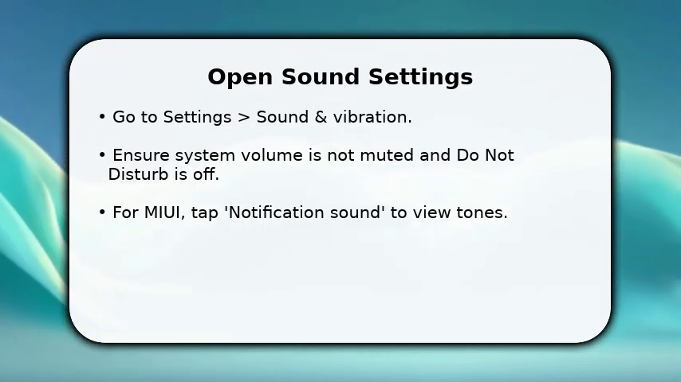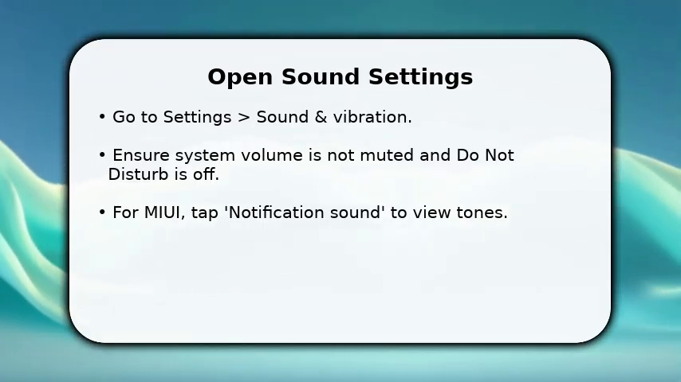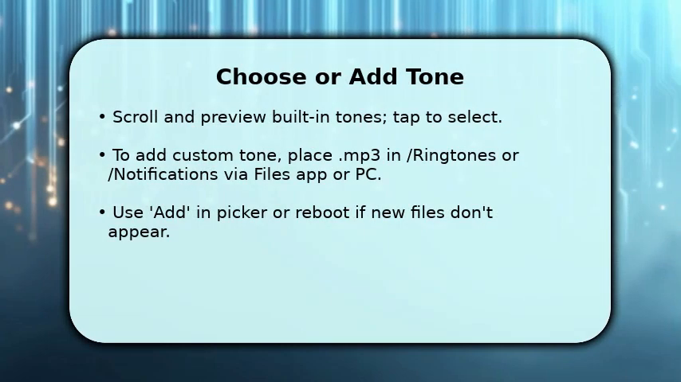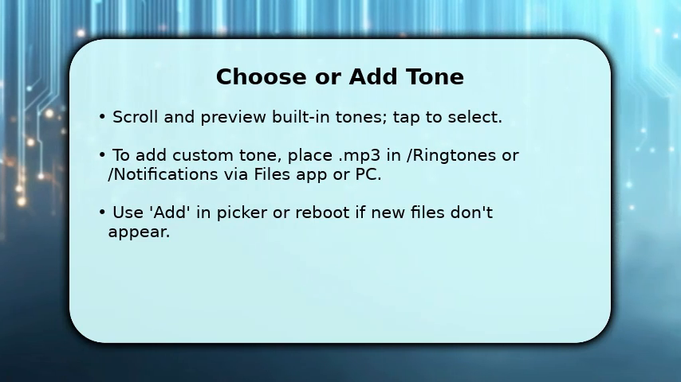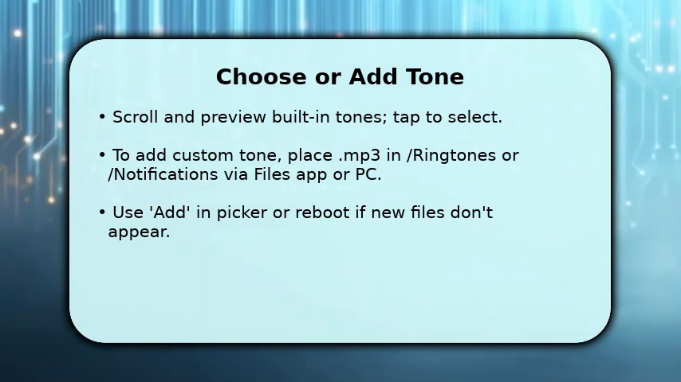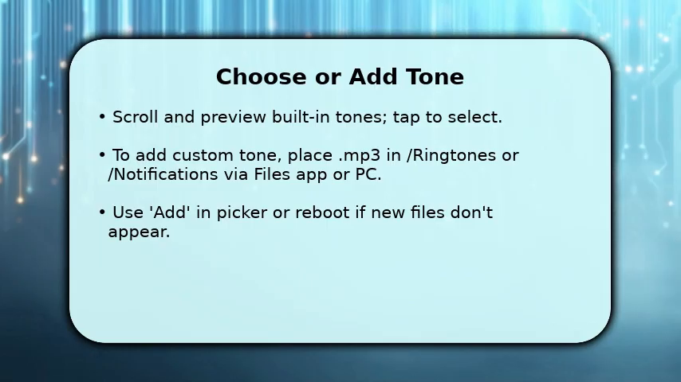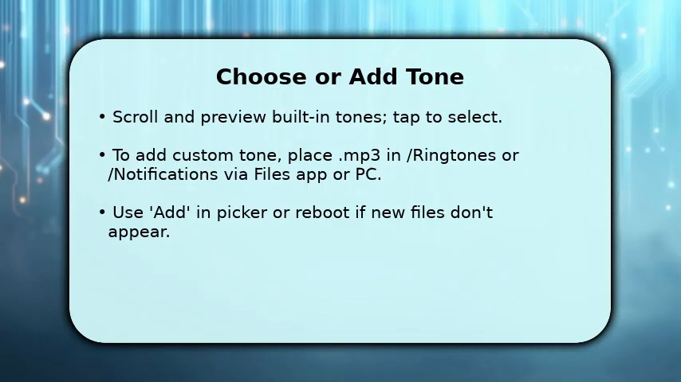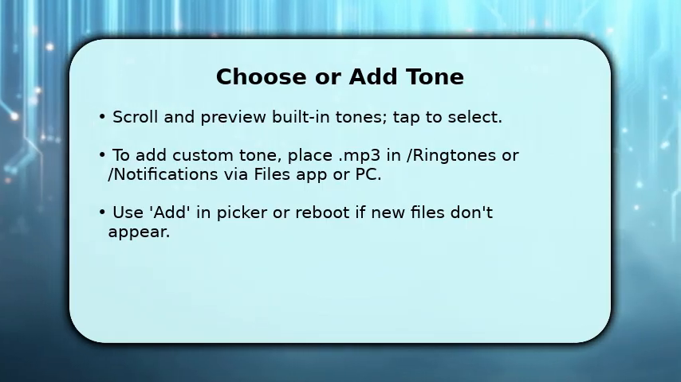You do this first to confirm the system picker works and to decide whether to use a built-in tone or add a custom file. Now you either pick a built-in tone by scrolling and tapping to preview or add a custom sound. If adding, copy an MP3 to the ringtones or notifications folder using the Files app or connect to a PC. MIUI scans those folders on boot.